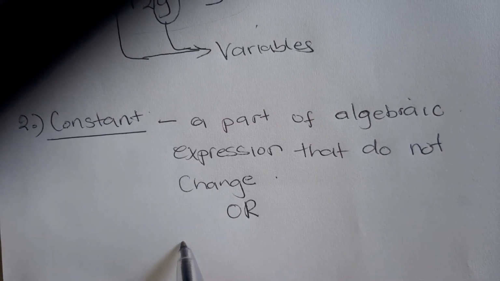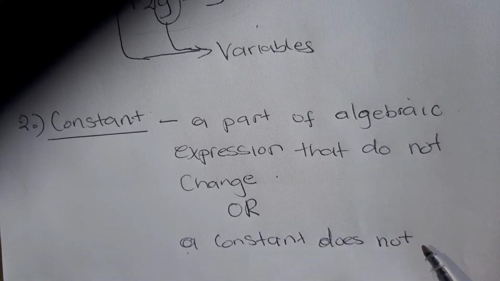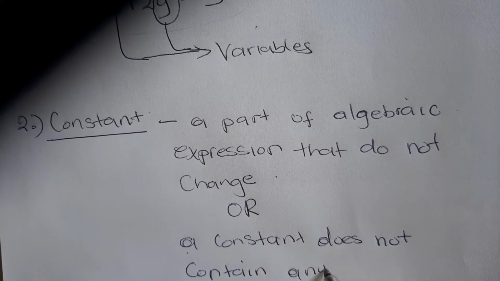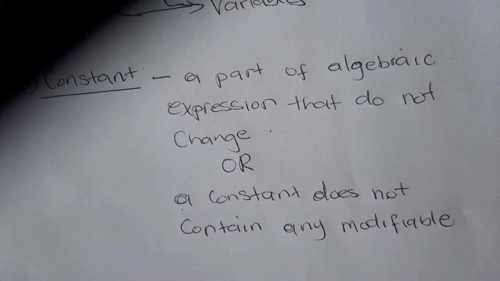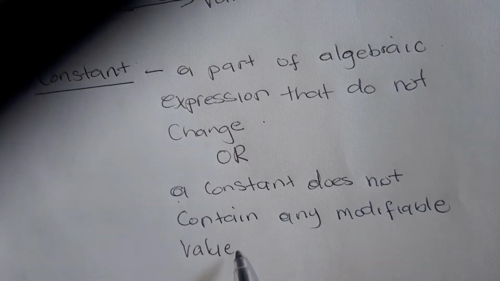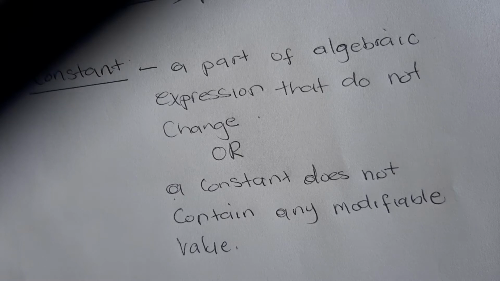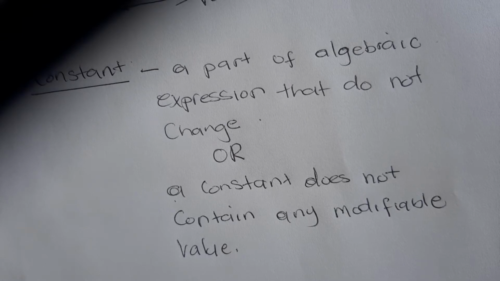a constant does not contain any modifiable value, meaning that it doesn't contain a symbol or alphabet that will later on change the quantity of an expression later on. So that's basically what a constant is.